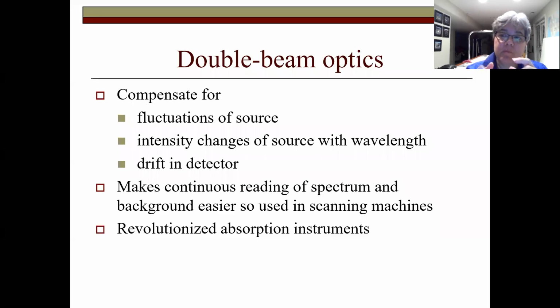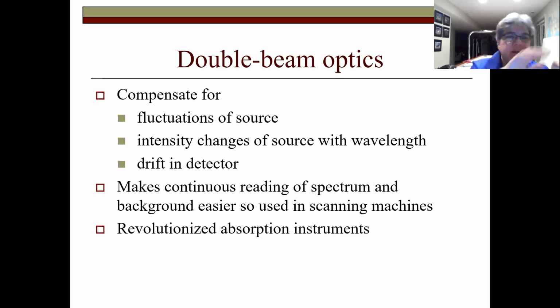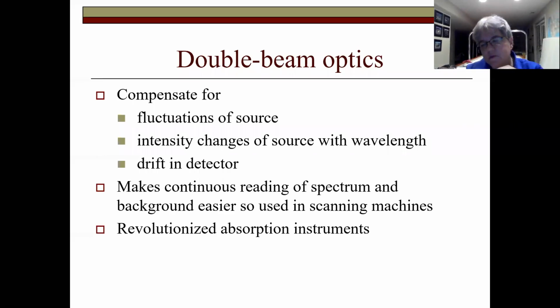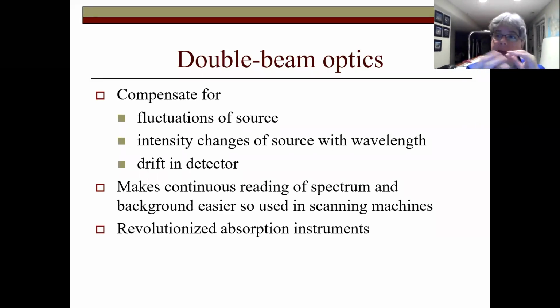Okay, because before this, with the single beam, you have to every time measure the reference and take the whole spectrum, then measure your sample, take the whole spectrum, and then every time. But now these are always done together. So these double beam instruments are more common and more useful.